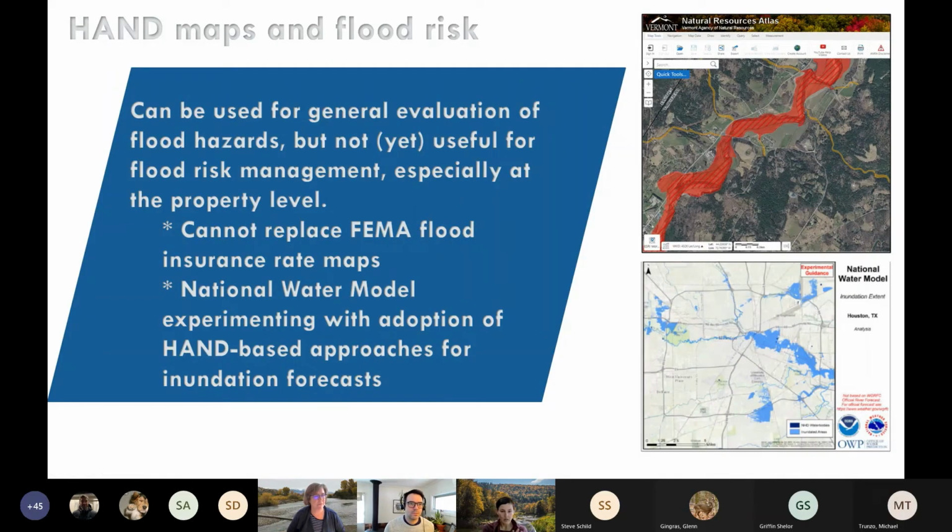I just want to put a somewhat cautionary note out there when we think about applications, because inevitably this is probably on some of your minds and it's a question we often get. The maps we're creating can be used for a general evaluation of flood hazards, but I caution that they're not yet useful for flood risk management, specifically at the property level. Jesse did an exploratory analysis at the aggregate basin scale. And so they aren't, at this point, going to replace our FEMA flood insurance rate maps. They at some point might, but the National Water Model is experimenting with adoption of these HAND-based approaches to provide inundation forecasts and support emergency management. So there are opportunities to use them in evaluating flood hazards and flood risk, but at this point, they're not necessarily a replacement for FEMA maps.